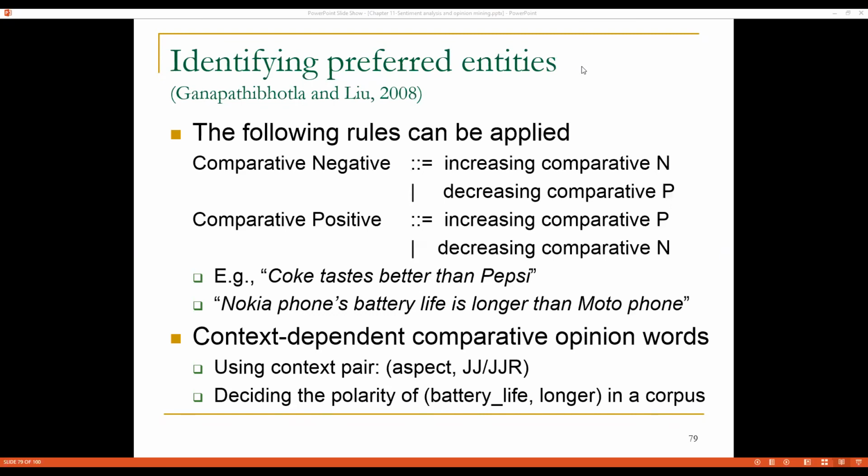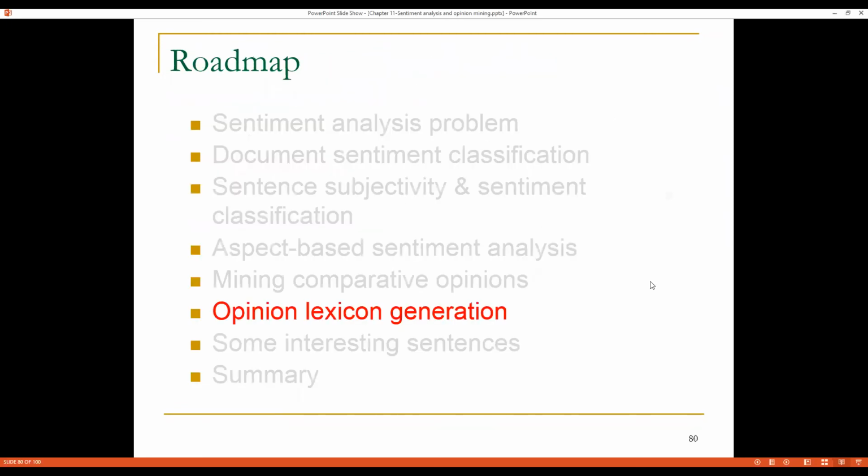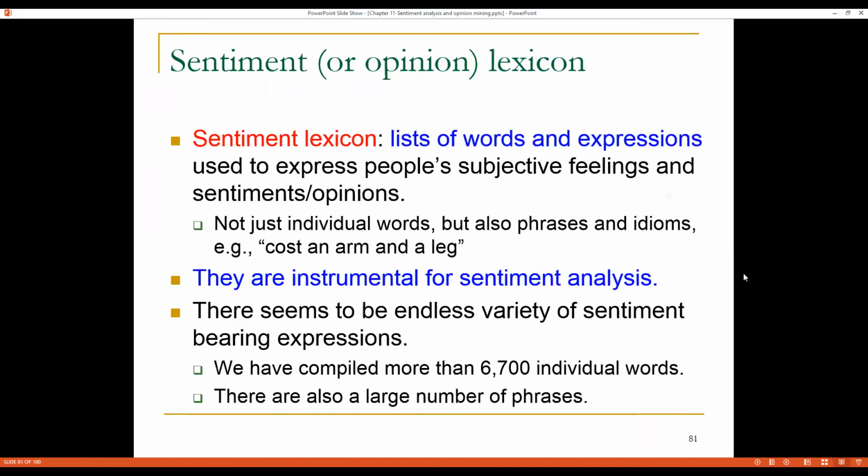Context-dependent comparative opinion words: using a context pair, the aspect and the adjective, or the adjective comparative, for deciding the polarity in a corpus based on its context. Battery life and longer: longer for battery life is good. Longer for wait times in a line is bad. So then we'll go on to talk about opinion lexicon generation.